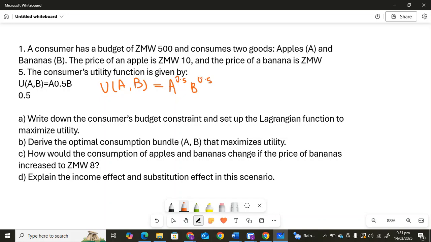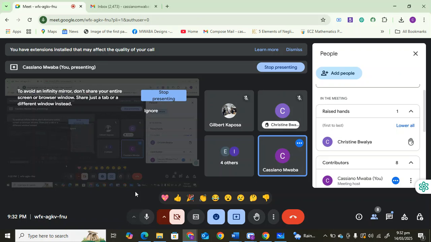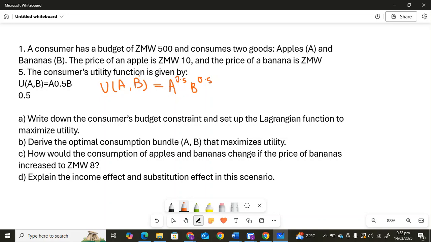So first, before we go further, I'll pose this question. Colleagues, in microeconomics, what is utility? When you hear the word utility, what comes to mind? Yes, Madam Christian? Yes. Utility is satisfaction. Okay. So with this utility function, it's showing the satisfaction that we get from consuming good A and good B.